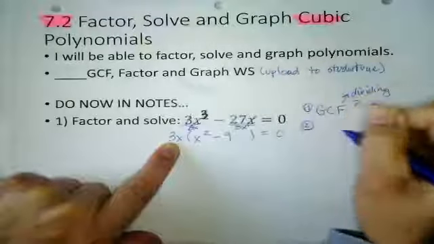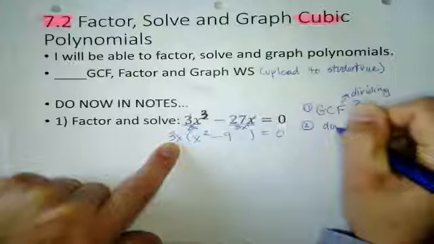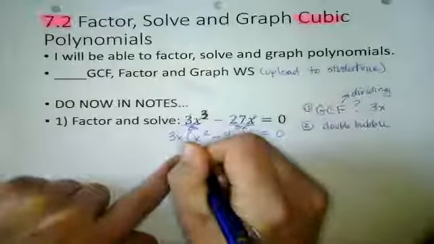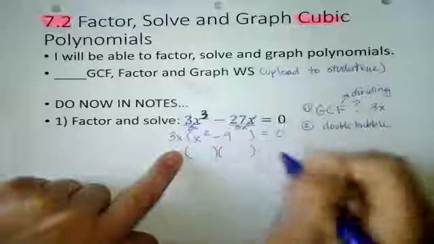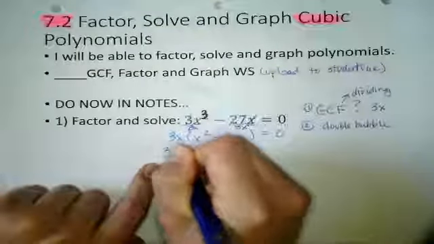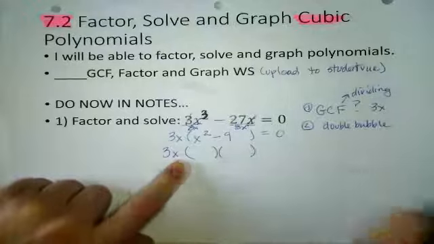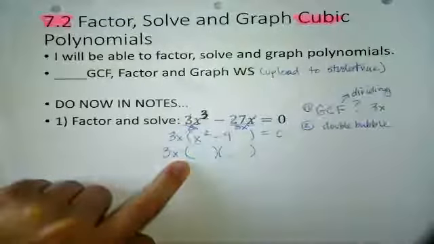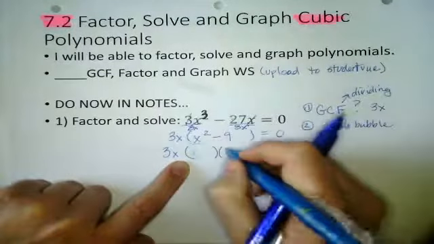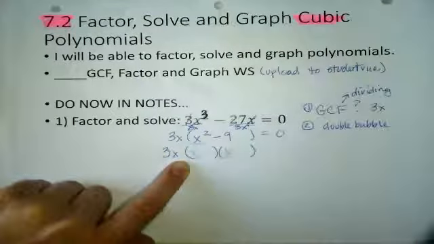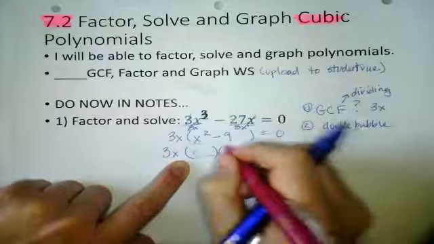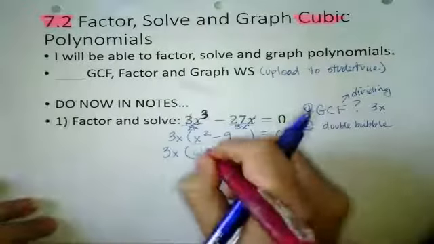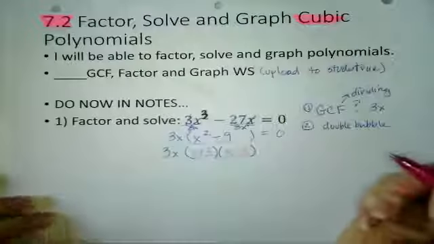So then the second thing we want to do is factor or double bubble. And so this, x squared minus 9, we're going to double bubble even more. And we're going to bring that 3x along for the ride. And we ask ourselves, what times what is x squared? Well, x times x is x squared. And we want to know, hey, last times last has to be negative 9. What times what is negative 9? Well, positive 3 and negative 3.